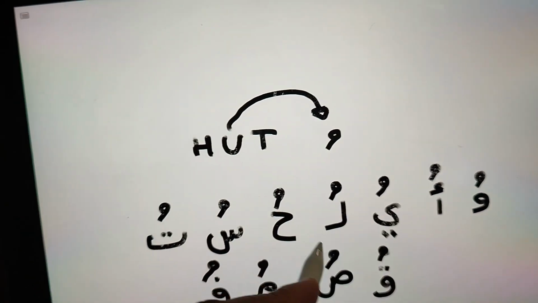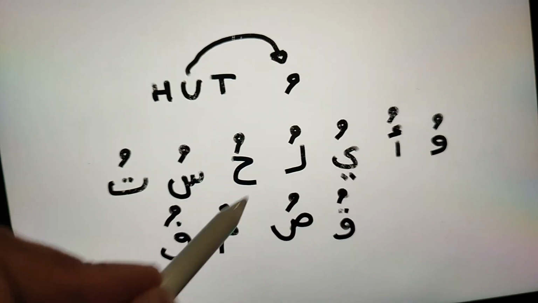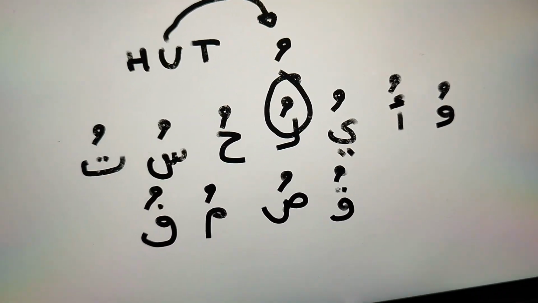Wu, u, yu, lu, hu, su, tu, qu, su, mu, fu. Any letter, add the dammah to it, it makes a u sound.